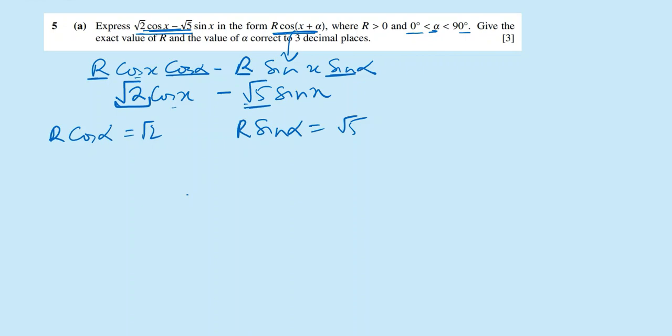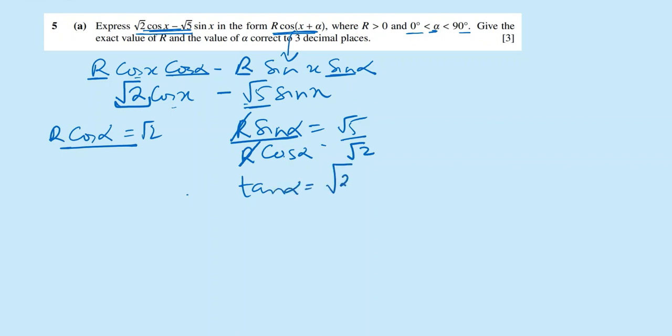Okay, so we want to find alpha. We can divide this equation by this equation. So let's write r cos alpha under this and divide square root 5 by square root 2. So right by right and left by left. Why? Because we want to cancel this r. Sin alpha over cos alpha is tan alpha, and this becomes square root 2.5.